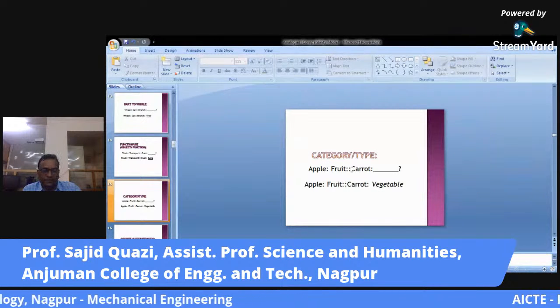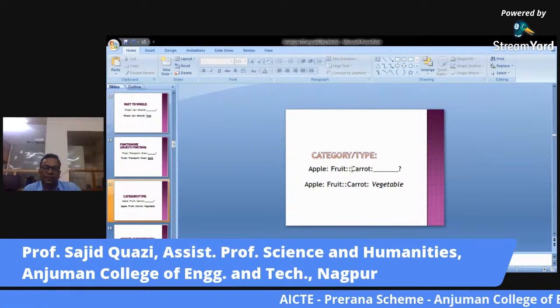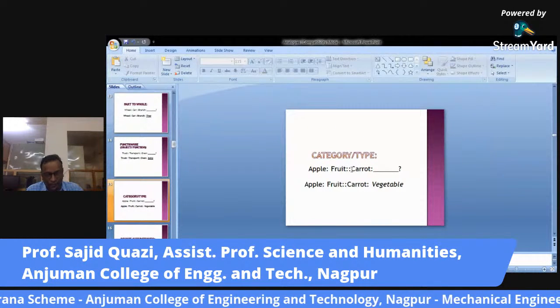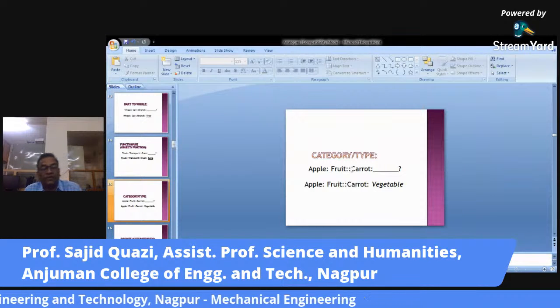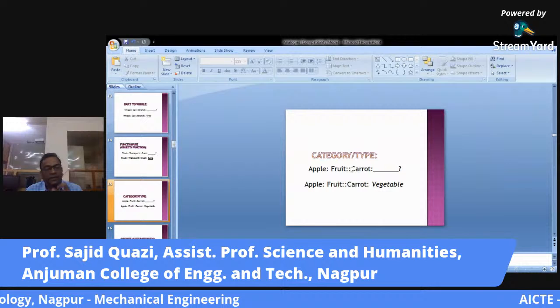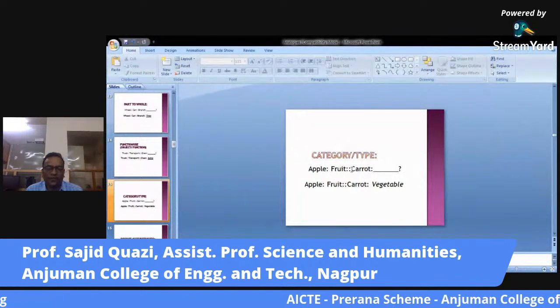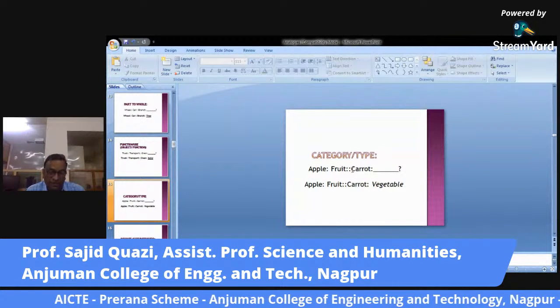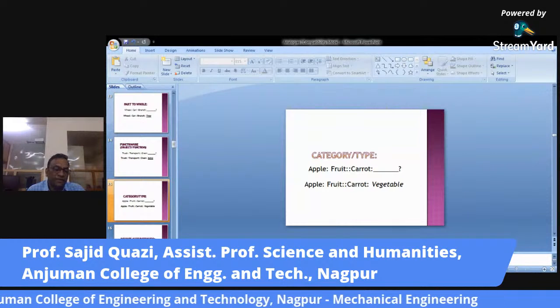Category and type. Apple equal to fruit. Apple is a fruit. When we read the question the first time, we can easily understand apple is a fruit. Even though we do not have information about what comes next, even in the beginning part of the question, you can easily understand apple equal to fruit. That means apple is a fruit. Then carrot equal to what? We will have to think. If the question comes in such a way, then you can easily understand.